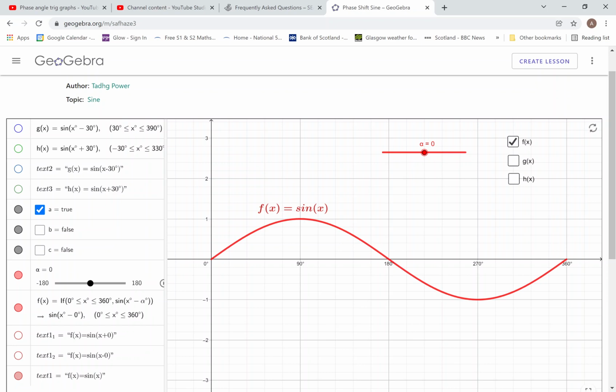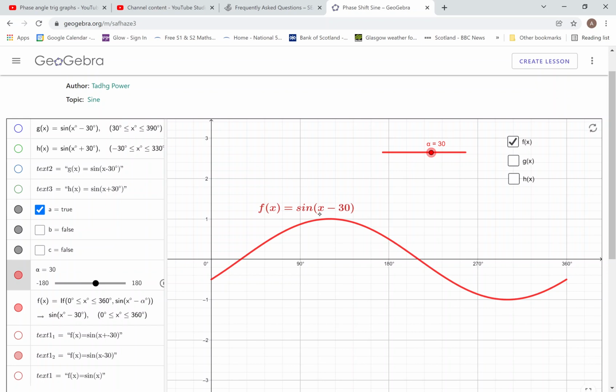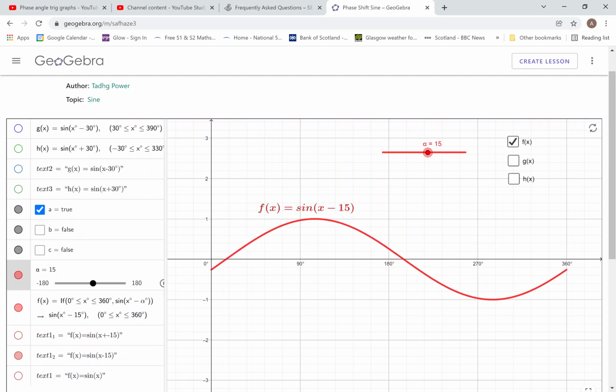What we've got here is we're starting with just a straightforward f of x equals sine x. This slider at the top is going to either add or subtract a phase angle, and that's going to move the graph either left or right. I'm going to slide this along just a tiny bit, and you'll see I'm now at x minus 30. I'll start again from 0 and slide it along to the right. This is going to be x minus the angle, just to give you an idea of what happens.